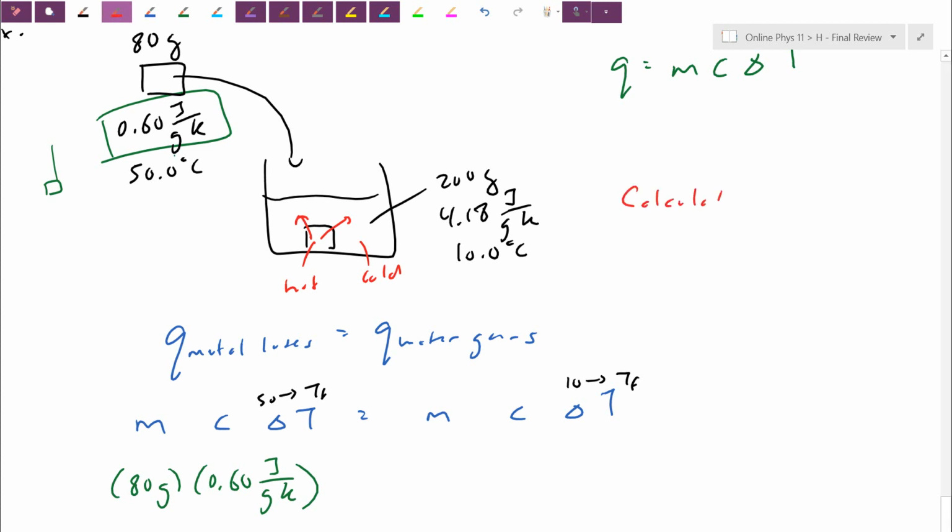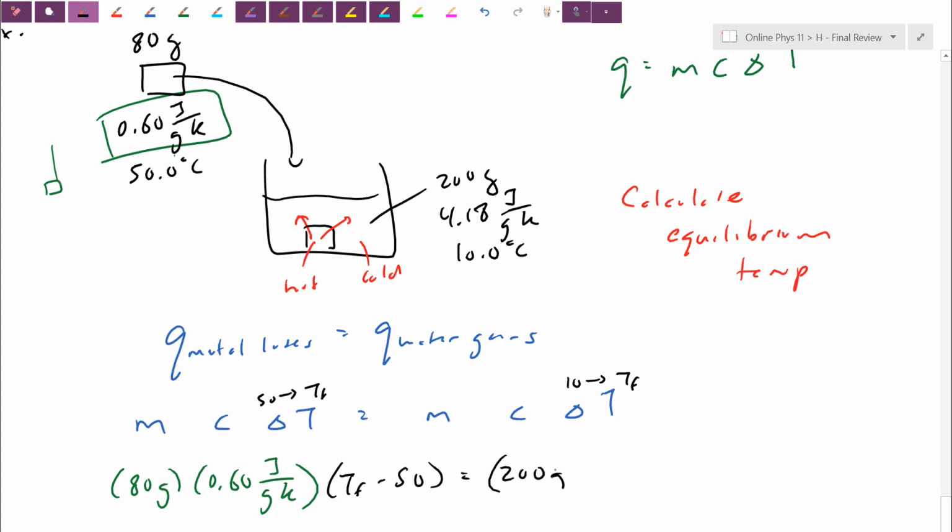So as you finish this off here, I want you to calculate the equilibrium temperature. What temperature do they both settle out at? I'm expecting it to be something between 10 and 50. So calculate the unknown as TF. As you're writing this formula here, you're going to go TF minus 50. On the other side, the mass of water was also 200 grams, 4.18 joule per gram Kelvin. And this one, TF minus 10. The TFs will be the same. The equilibrium temperature, heat is going to pass until they're the same temperature.